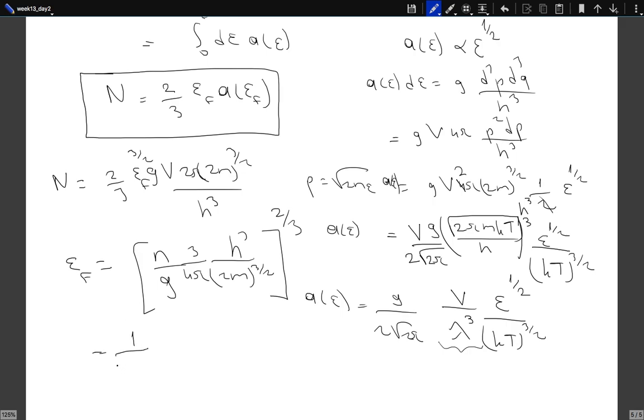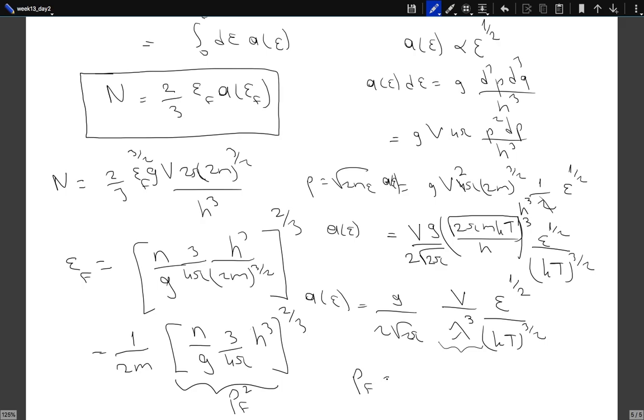Or this is equal to 1 over 2m times n over g, 3 over 4 pi, h cubed to the power 2/3. Well, this quantity over here is defined as the Fermi momentum. So the Fermi momentum is 3n over 4 pi g to the power 1/3 times h.